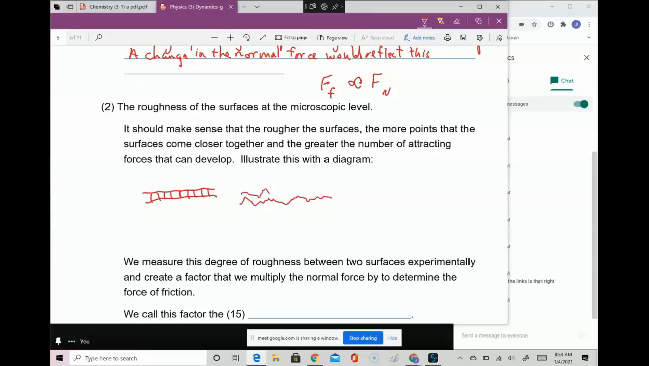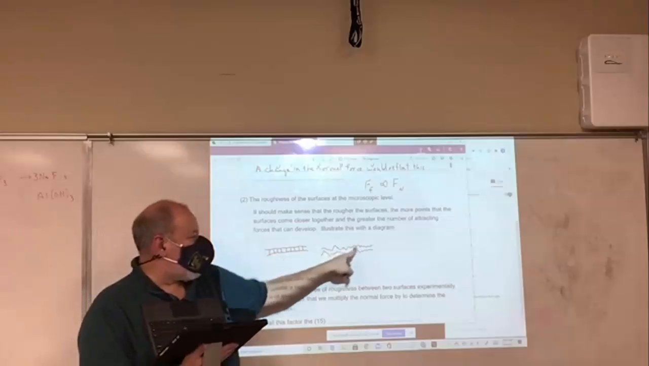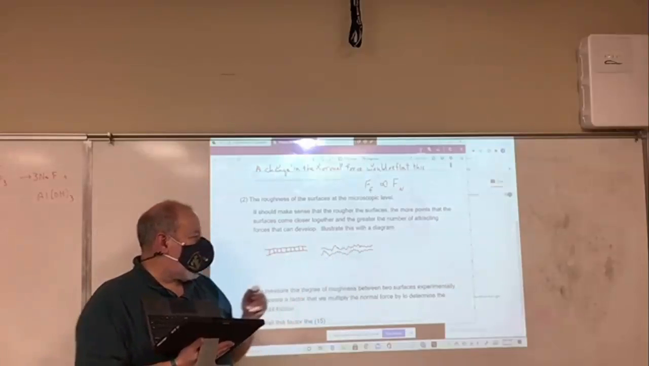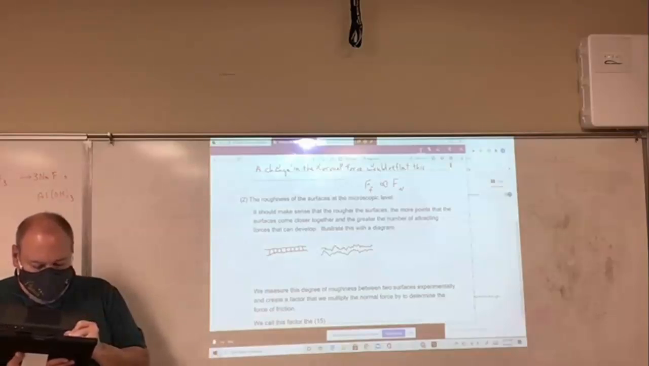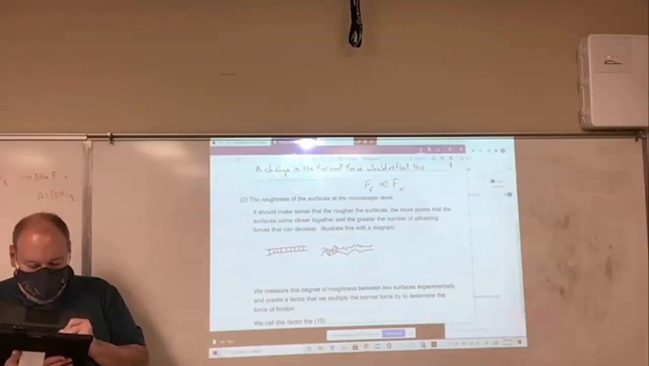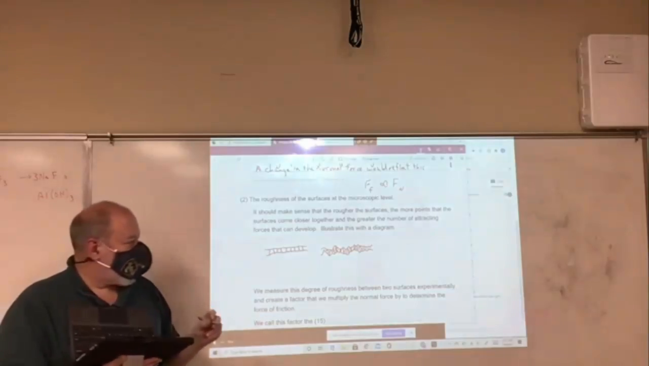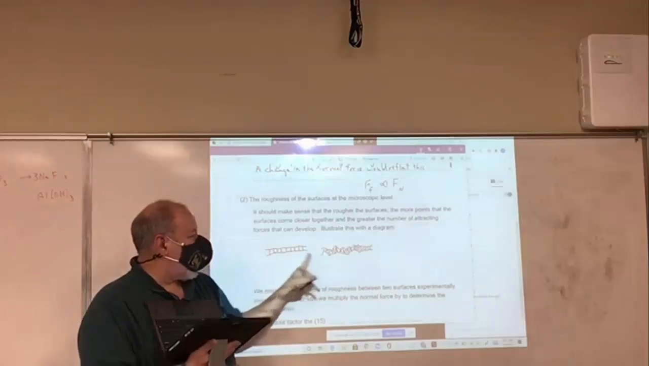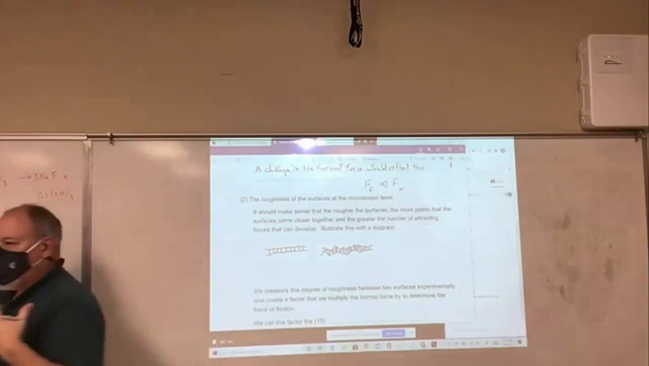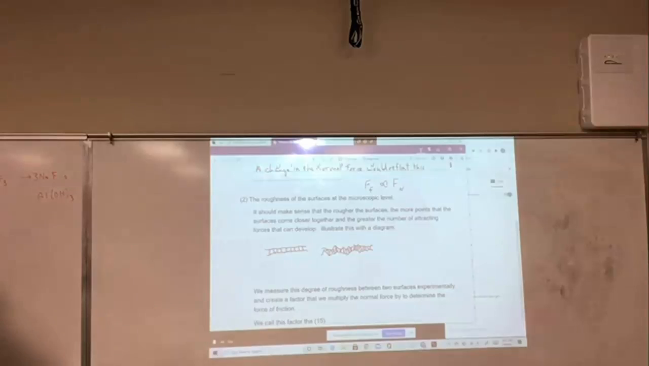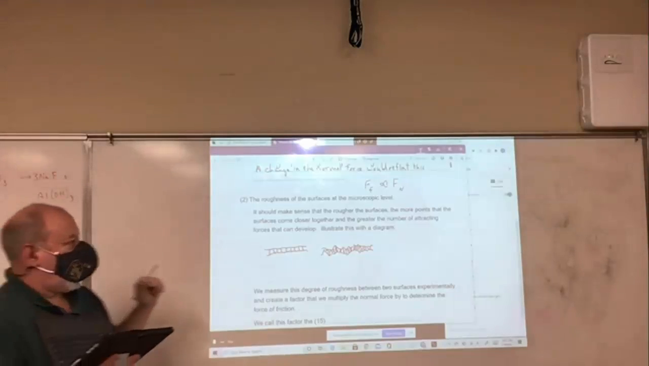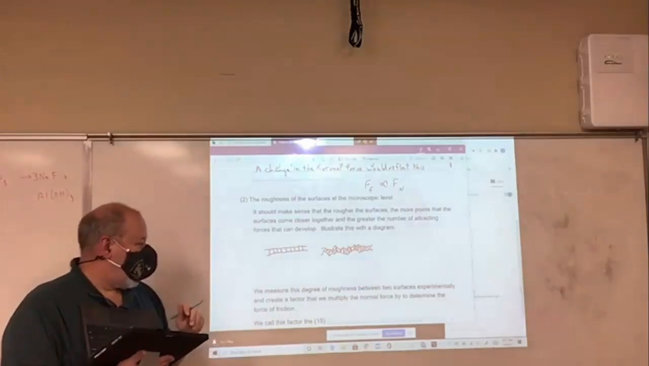But if I have relatively jagged surfaces, it's not so much that these surfaces get in the way of each other. It looks like they're going to bump into each other, but it's going to create greater surface area for these forces. And so I'm going to have more of those forces. Okay? Since there's more surface area now, I can have more of those forces develop. So the rougher surfaces are, the greater the force due to friction. Okay?